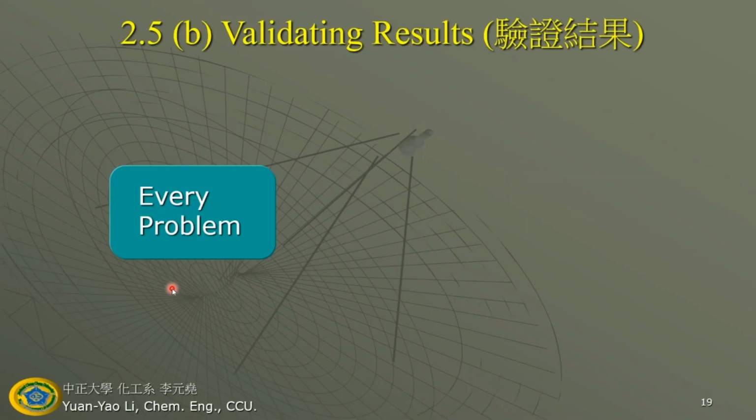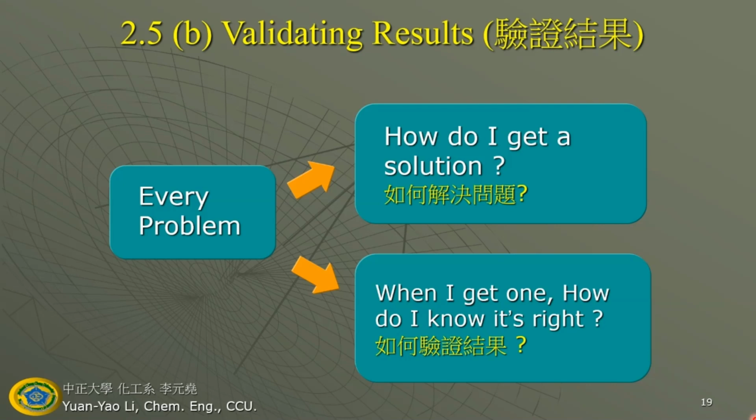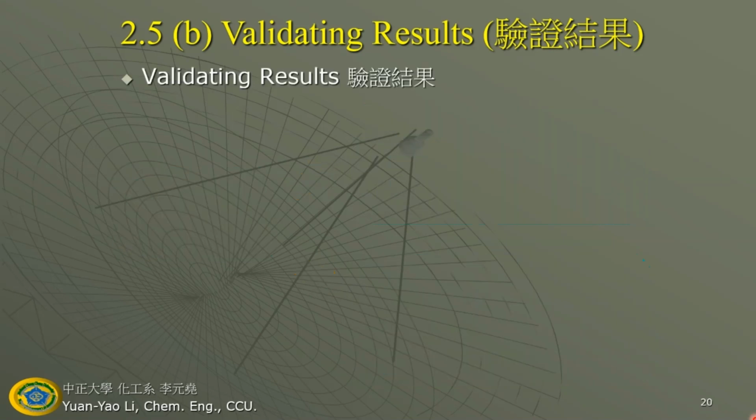Every problem as an engineer, your job is to solve the problems, no matter if it's a mathematical problem or physical problem or chemical problem. So for every problem, you have two things you need to think of. First one is, how do I get a solution? How do I get the answer? The second one is, when I get an answer, how do I know it's right? How can I validate the answer?